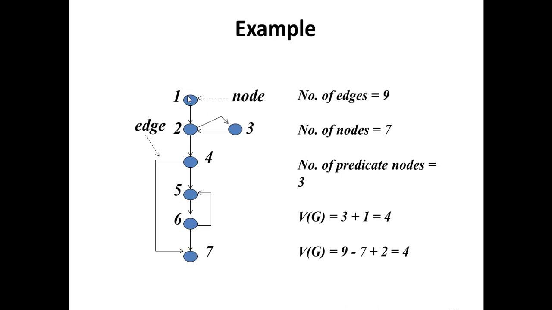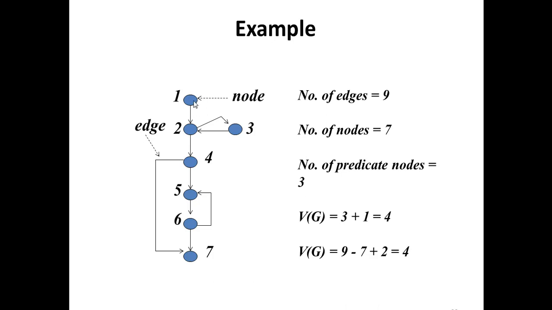Let's take another path. We will start with node 1, we will come to node 2, we will come to node 4, then we will come to node 5, then node 6, then we will come to this loop, and then we will reach 7. So this is the second path we have.